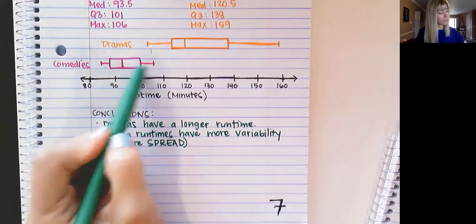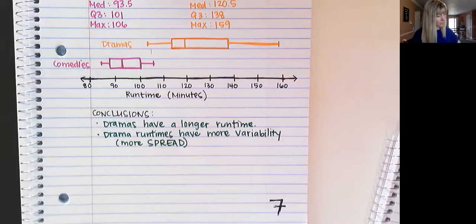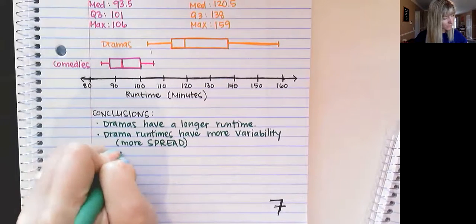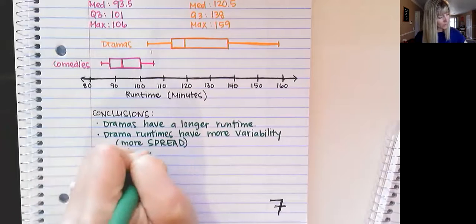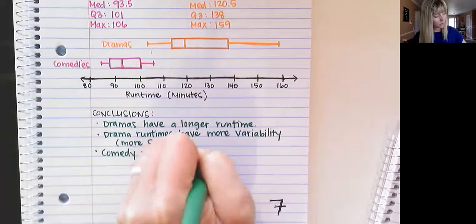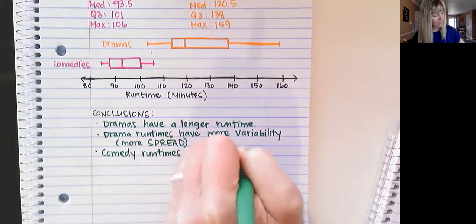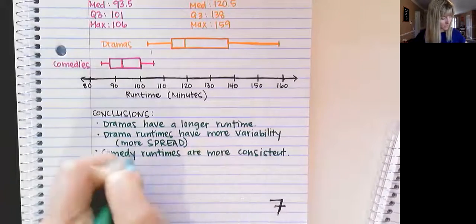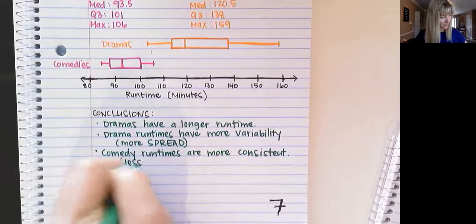Where with something like a comedy, the comedy run times, so I'm going to put this statement, the comedy run times are more consistent. That means they have less spread, less variability. So I'm going to say less spread.